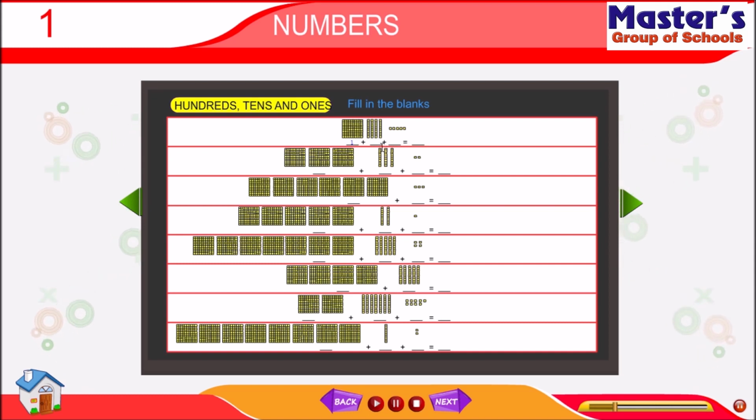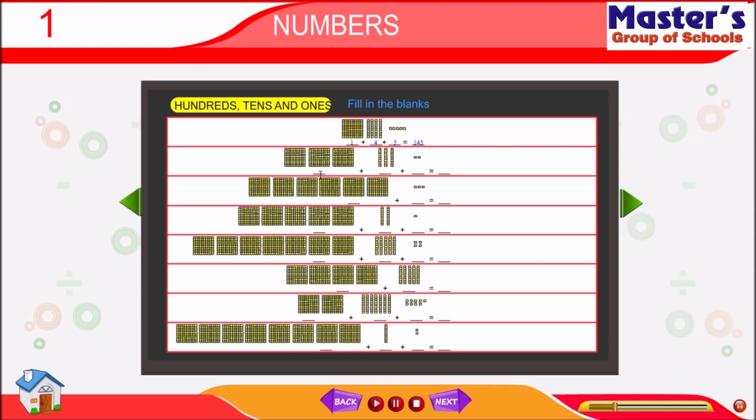And there are 4 strips. Each strip represents 1/10. So there are 4 tens. So there are 4 strips. So it represents 4 tens. And each piece represents 1 ones and there are 5 ones. So it is 5. Total the number is 145.